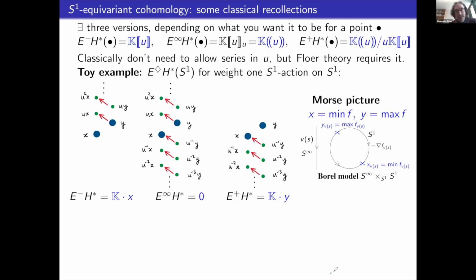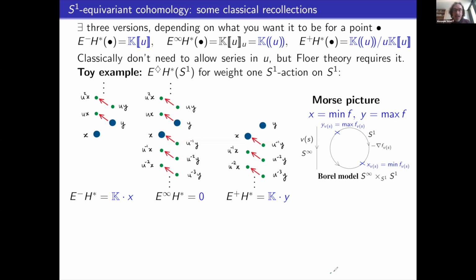On the left, you see we've got the minimum X, the maximum Y. You've got these powers of U, which come from the coefficients, and these powers of U correspond to critical points on the S infinity side. So in the first picture, you see this polynomial behavior in U. In the middle picture, we allow inverses of U. And in the third picture, we've quotiented out by positive powers of U.